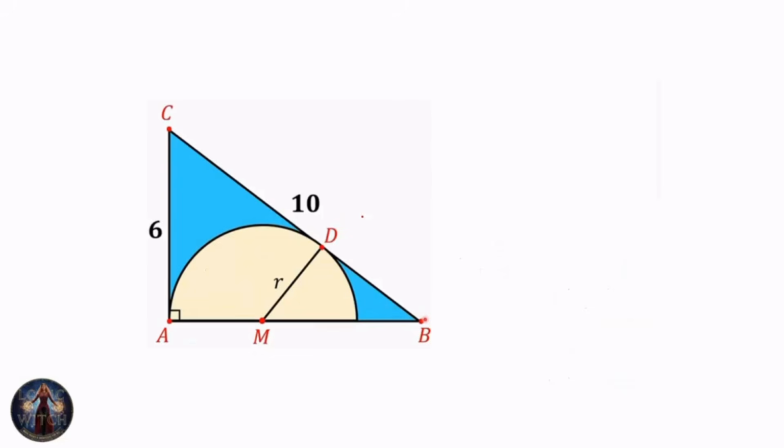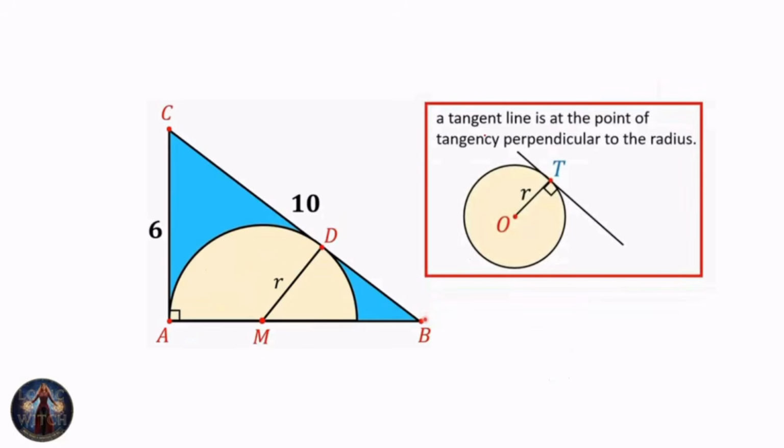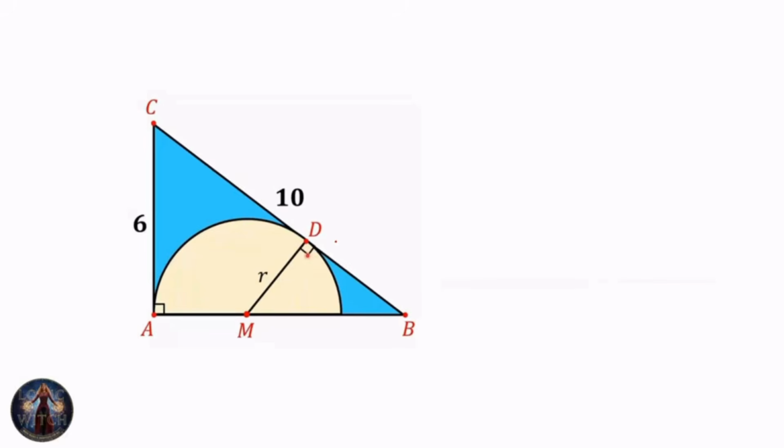Now we do have one more theorem which says a tangent line at a point of tangency is perpendicular to the radius. Here BC is the tangent and MD is the radius, which means MD is going to be perpendicular to BC. So my updated figure will look like this.